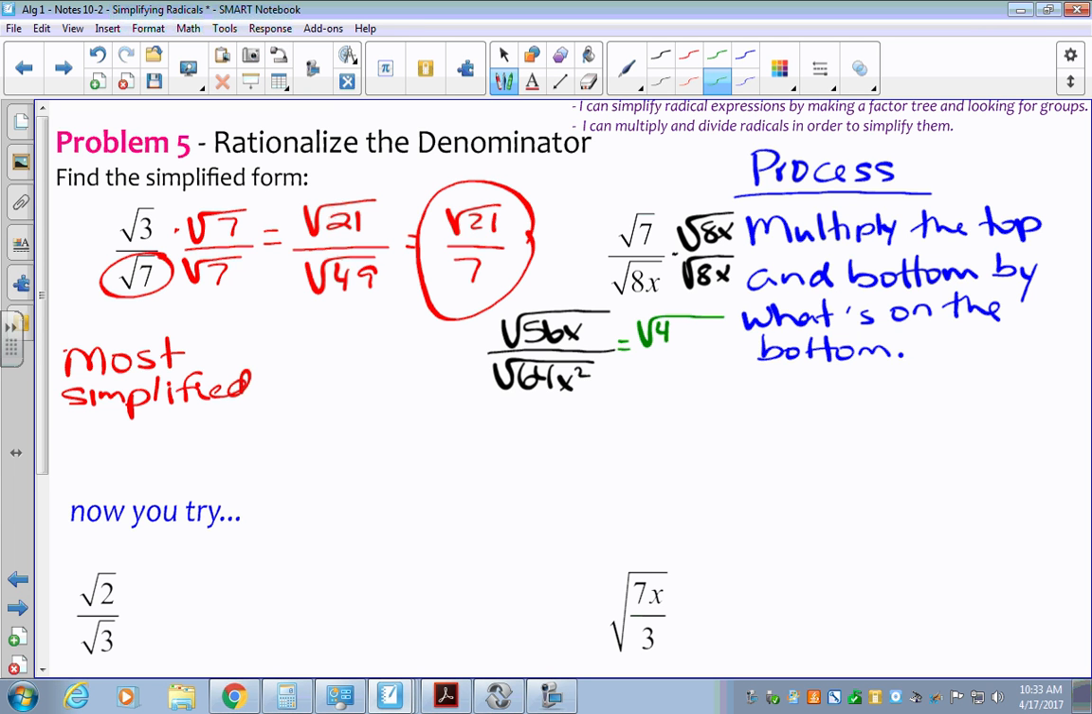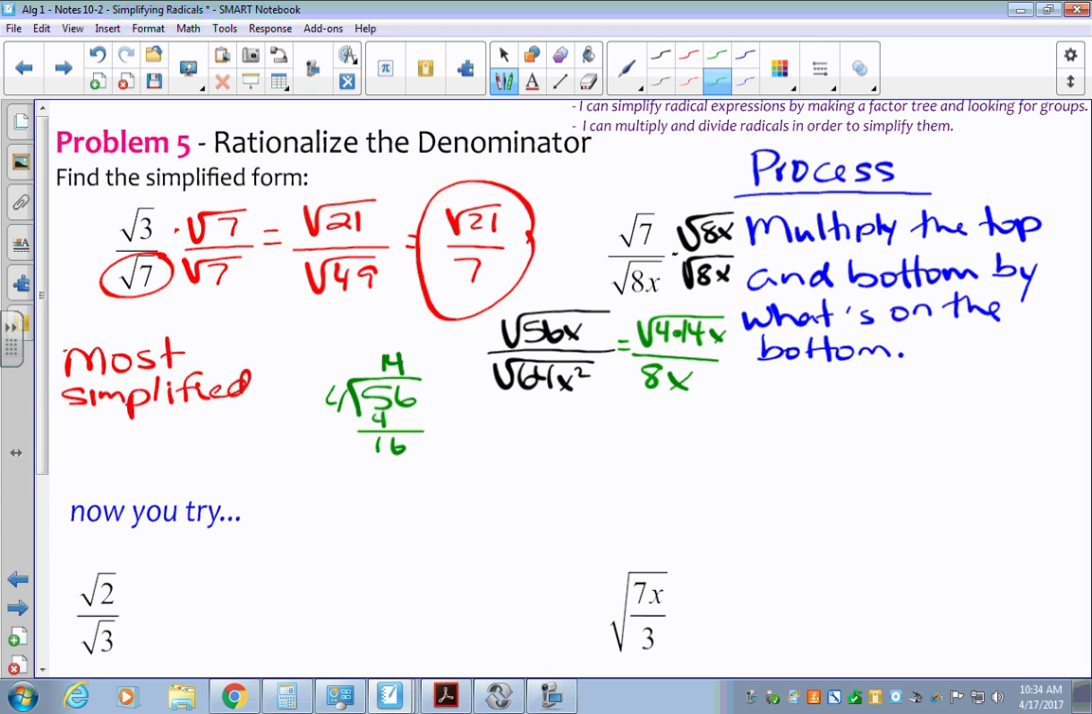So 56 is 4 times, let's see, this is where it's okay to use your calculator. 4 goes into 56 14 times. So 4 times 14 is 56. What's the square root of 64? What number times itself is 64? 8. And what's the square root of x squared? X.